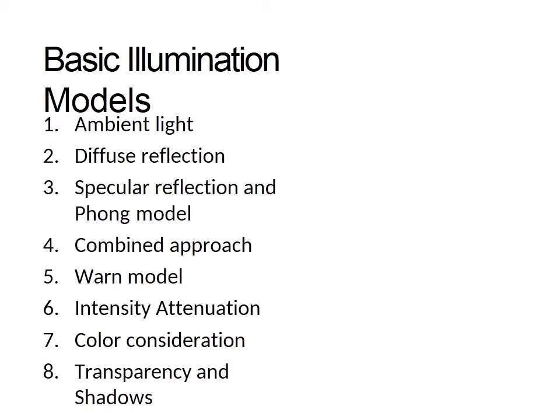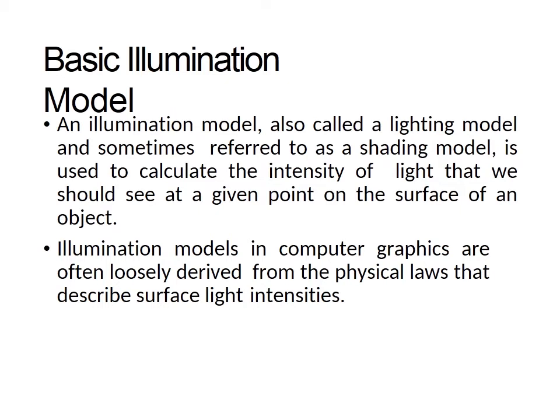In the illumination model, we try to capture a set of light rays which are reflected or inter-reflected from the various objects so that a close approximation of the original scene can be created. An illumination model, also called a lighting model and sometimes referred to as a shading model, is used to calculate the intensity of light that we should see at a given point on the surface of an object.